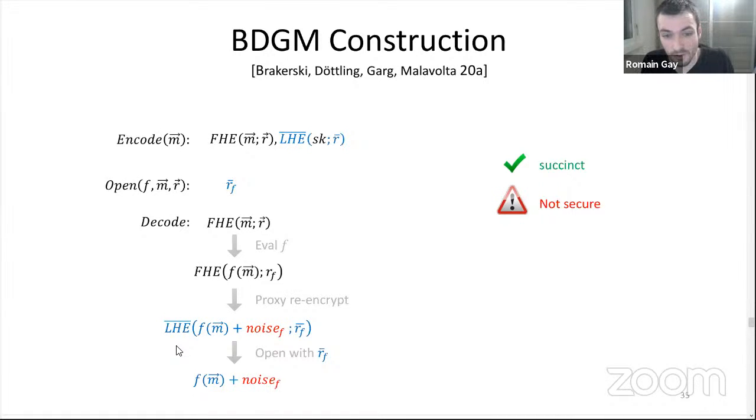And then you open, not with the evaluated randomness of the FHE, but with the evaluated randomness of the LHE, which now is short. So now we have succinct opening or hints. Great. It's still not secure though.